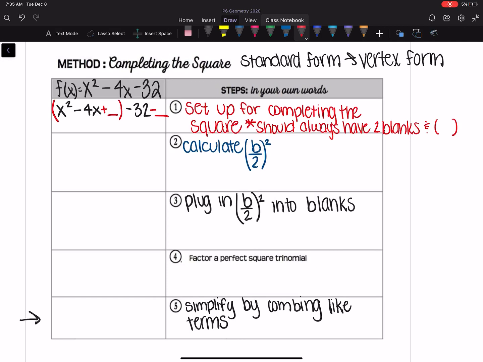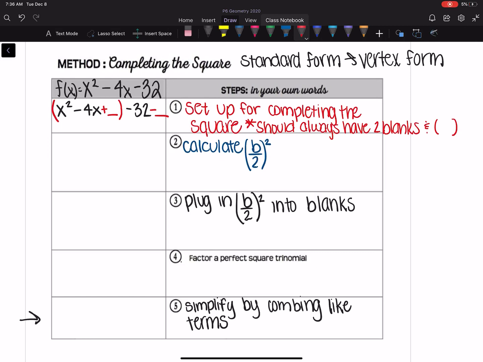Whenever we're setting up completing the square, I want to make sure that I have 2 blank spots. One is added in to create the trinomial, and one is subtracted off. The reason that we add in those 2 blanks is whatever I'm adding to a function, I also have to take away in order to keep that function balanced. It's not my goal to change the function in any way. I just want to change the form of the equation. So in order to keep that function the same, whatever number I add in, I also have to subtract.